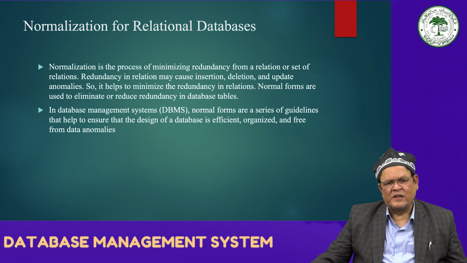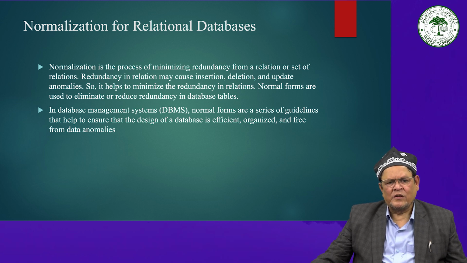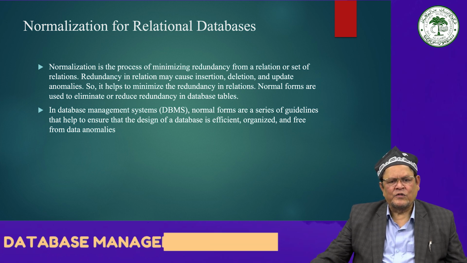Normalization is basically a process for minimizing redundancy from a relation or set of relations. Redundancy in a relation may cause insertion, deletion, and update anomalies. So it helps to minimize the redundancy in relations. Normal forms are used to eliminate or reduce redundancy in database tables.